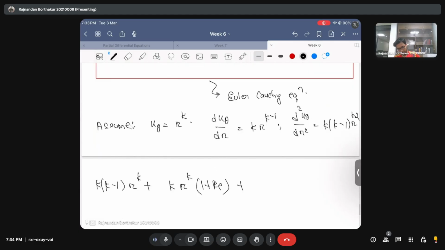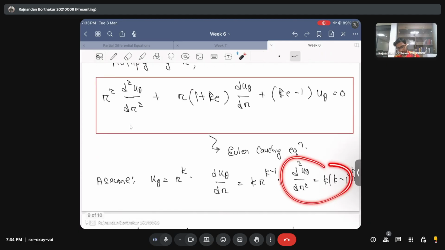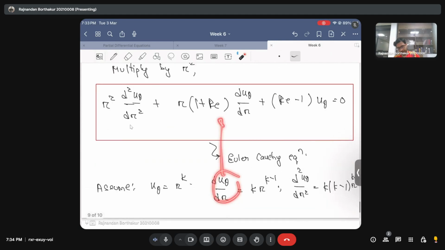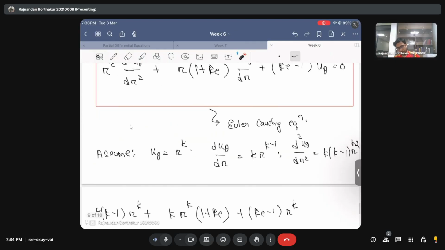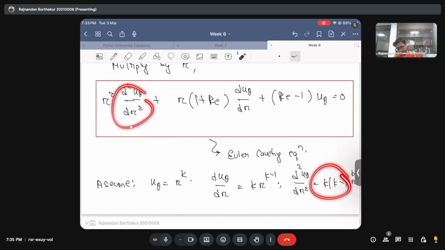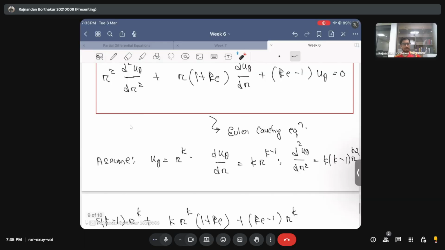Okay. And from this term, I'll just get Reynolds number minus 1 times r power k. So what we are doing is we are just substituting these terms in this equation. For instance, in the first term, I'll have k into k minus 1 multiplied by r power k minus 2, and I have an r square basically. So this term will just give me k into k minus 1 multiplied by r power k plus 2, and minus 2 will just get cancelled.